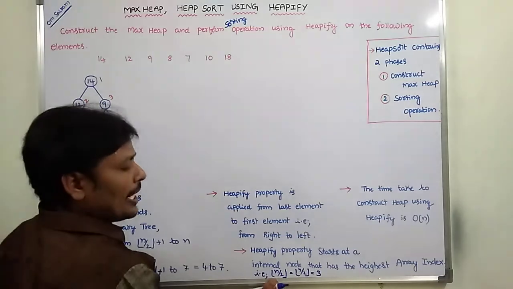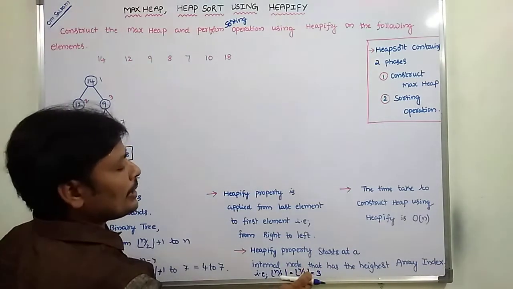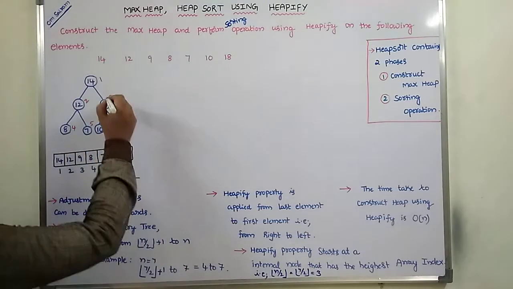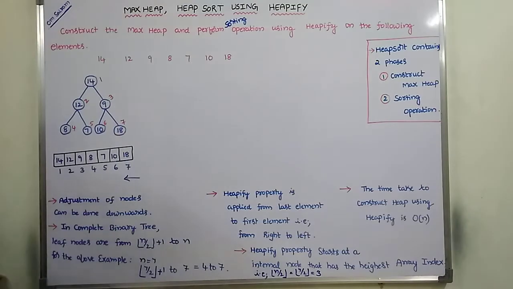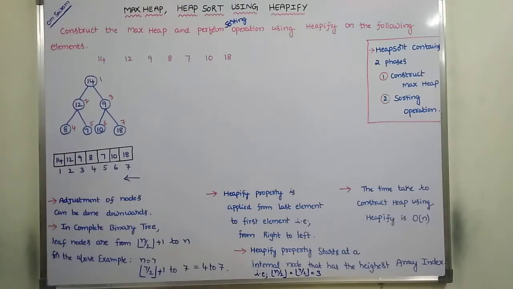So the starting index is n by 2. n by 2 is 7 by 2, that is 3.5, with the floor value 3. So Heapify property starts at this place. Why are we starting at this place? I am telling again.